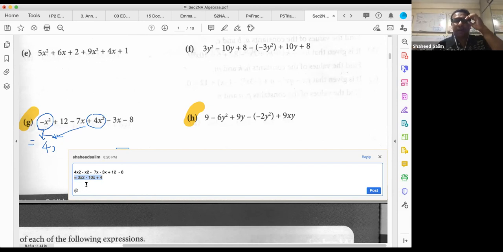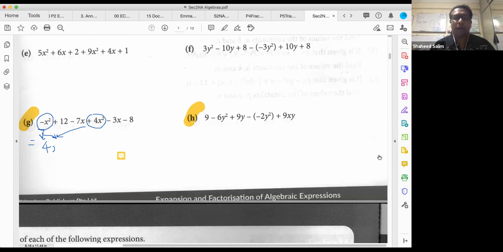Ryan, can you get this answer? 3x squared plus minus 10x plus 4. Can you get the answer? Can or not? No. No, but you understand this one or no? Yeah. Are you sure now? Your yeah doesn't sound convincing. Okay, we'll go through one by one. Okay, where is Shafi? Run away.